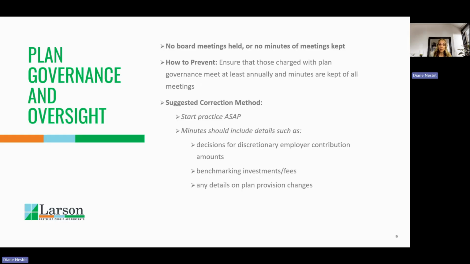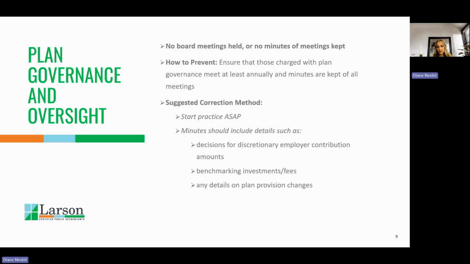This is kind of a minimum of what should be in those meeting minutes. Decisions for discretionary employer contribution amounts, if there are going to be any discretionary employer contributions, or if there are not going to be for the plan year, that decision should be documented either way.